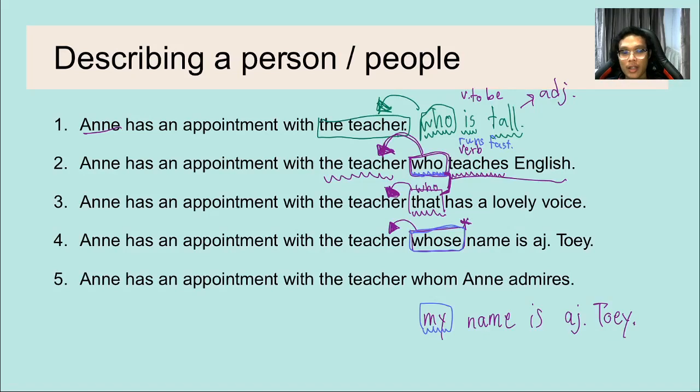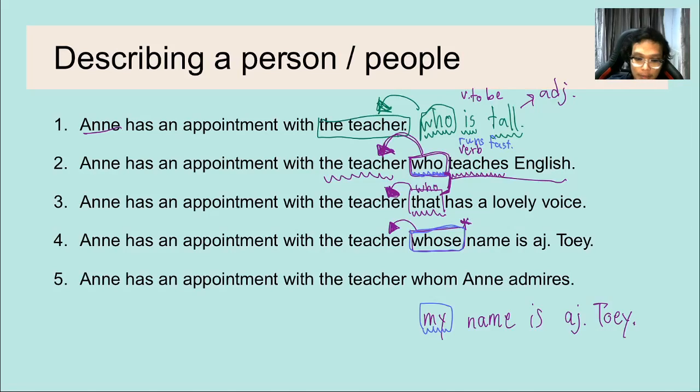Okay, so what about the fifth sentence? Anne has an appointment with the teacher whom Anne admires. So this is, I think, the most complicated. The relative pronouns whose and whom. If you get the concept of how we can use whose and whom, I think you are good for everything for this lesson.